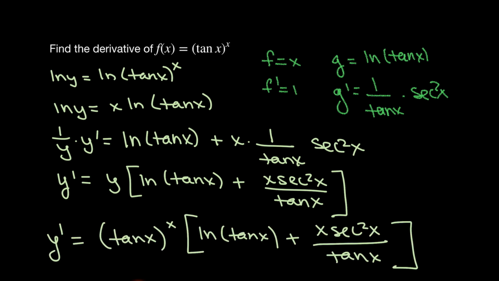So final answer, y prime is tangent x to the x times natural log tangent x plus x secant squared over tangent x. So again, anytime you have a base and an exponent that both are variables, you're going to have to use logarithmic differentiation to find the answer.